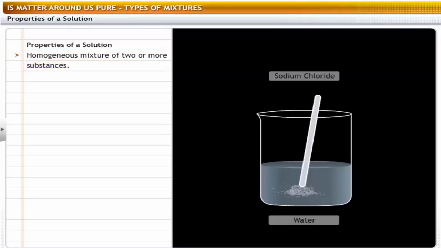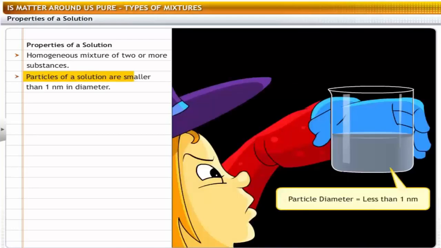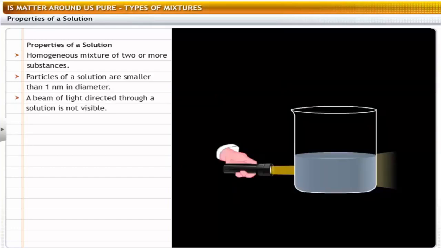The particles of a solution are smaller than 1 nanometer in diameter, so they cannot be seen with the naked eye. When you direct a beam of light through the solution, it is not visible. Since the particles in a solution are very small, they do not scatter a beam of light passing through the solution.